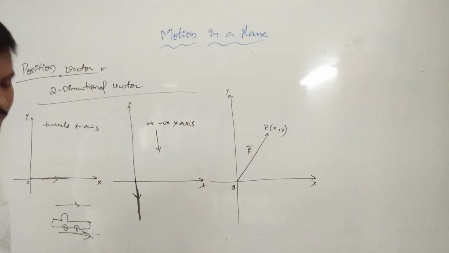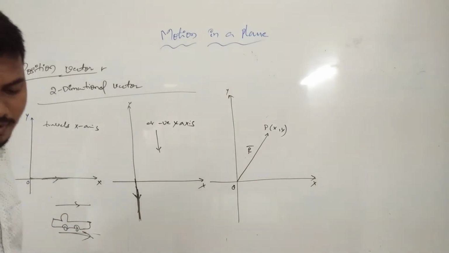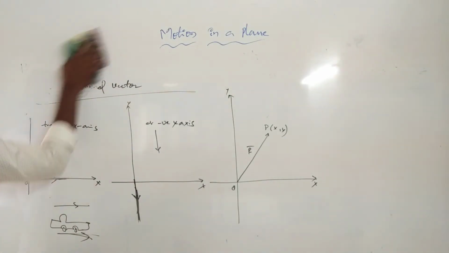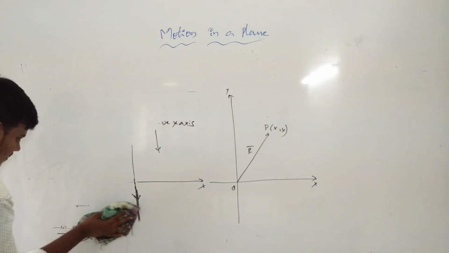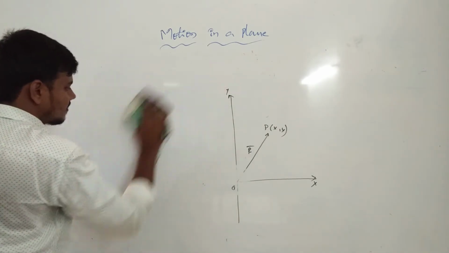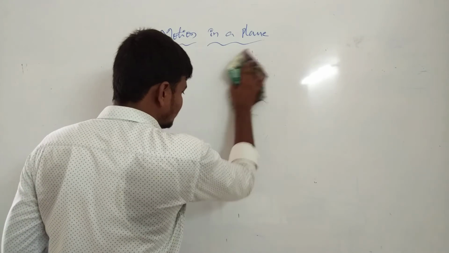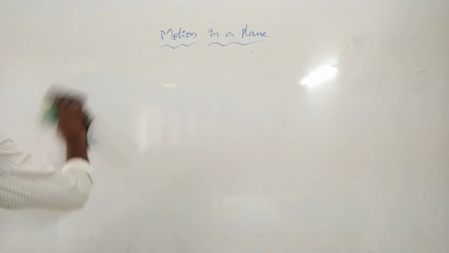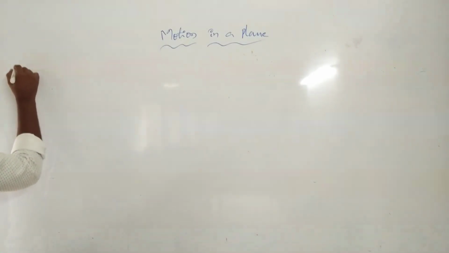Two-dimensional vector. Now next we are going to position and displacement function. What is displacement? Displacement is the shortest distance between any two positions, from the initial position to the final position. That's the displacement. Right, we are going on with position and displacement.